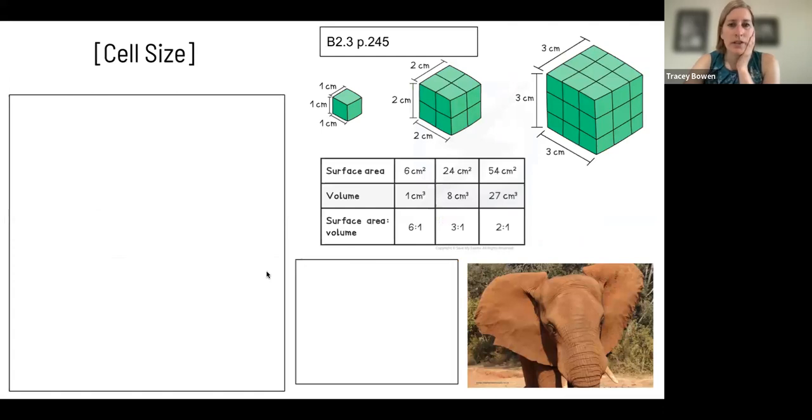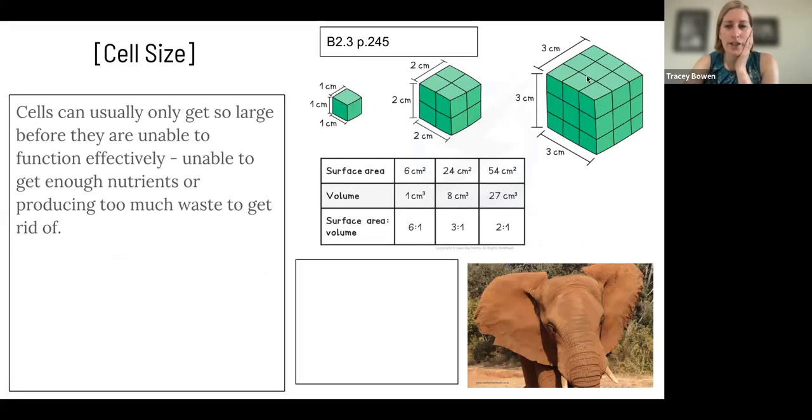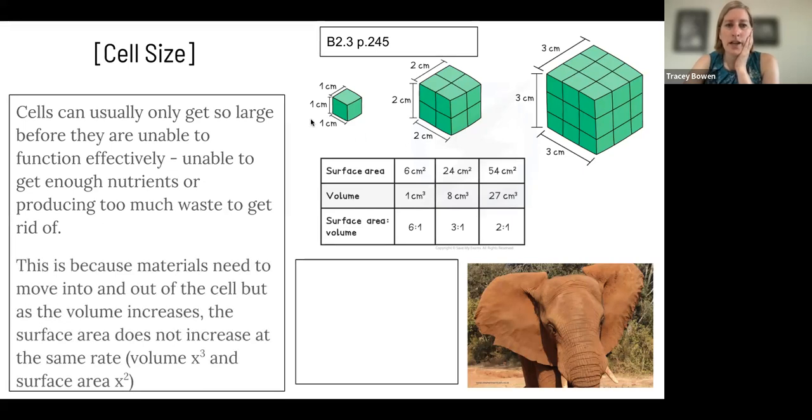And then lastly, what we're going to talk about is cell size. As cells get bigger and bigger, you'll notice here, well, maybe you won't even notice, but the surface area to volume ratio of these cells gets smaller. Cells can usually only get so large before they're unable to function effectively. They're unable to get enough nutrients in and get enough waste out. You end up with not enough energy and too much goop inside the cell, and then the cell is going to become contaminated and die. This is because the surface area to volume ratio changes as the size of the cell increases.